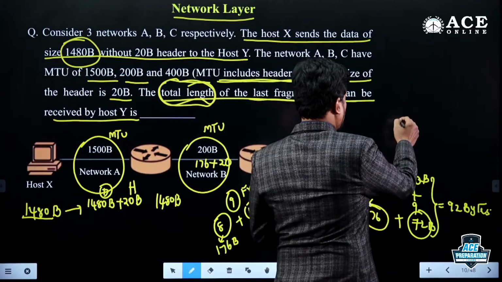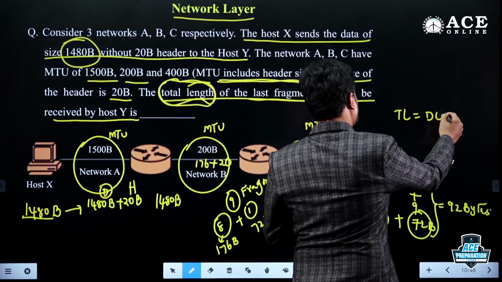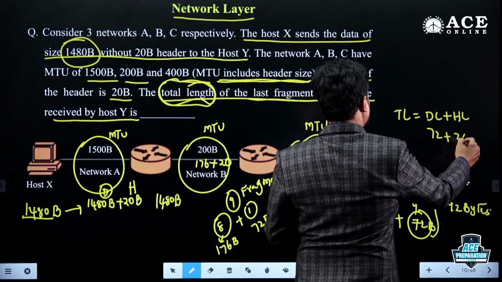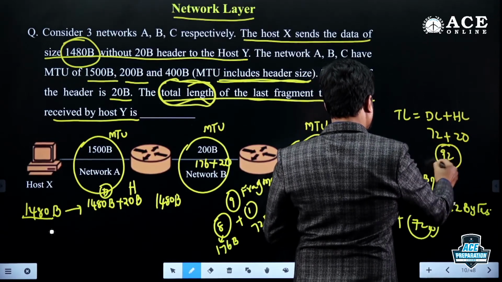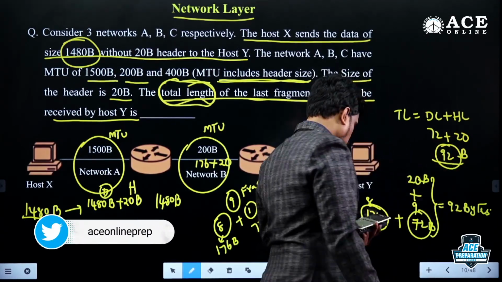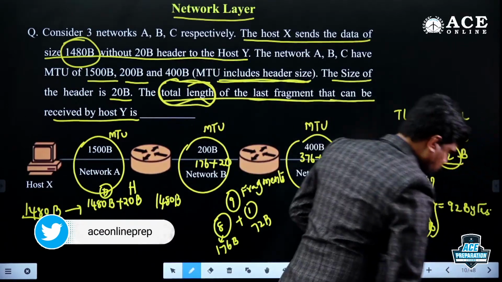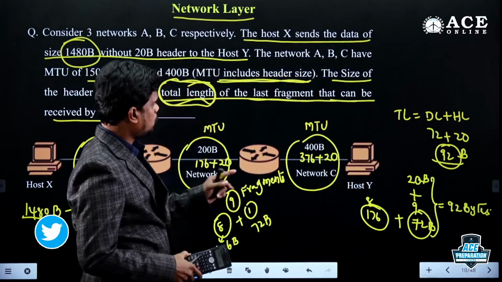Total length in the sense, you know what the formula for total length is? Data length plus header length, right? Data length you have 72 and header length is 20. In total you are getting 92 bytes. So 92 bytes is the last fragment's total length. Okay? I hope you are clear with this.